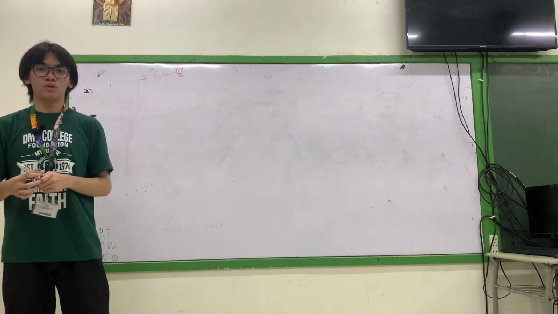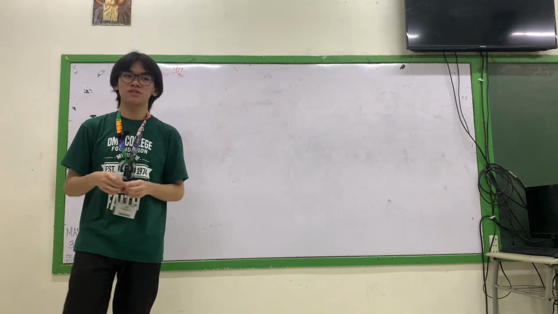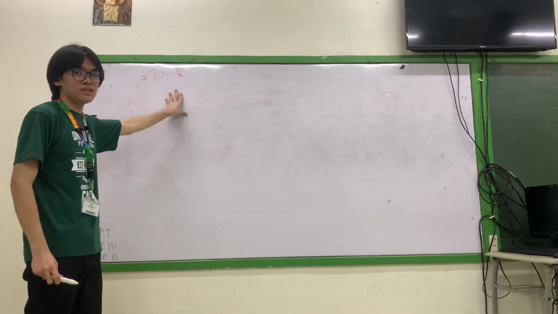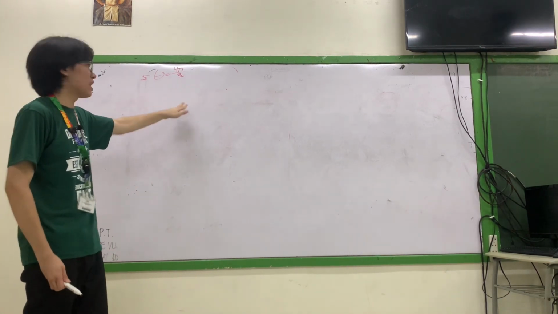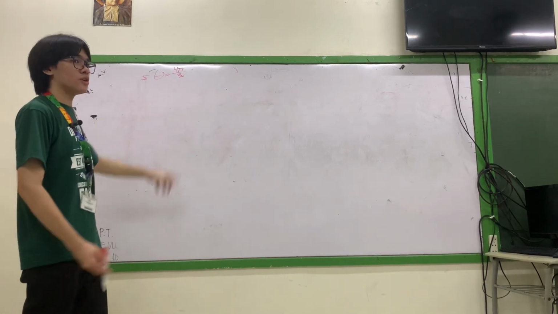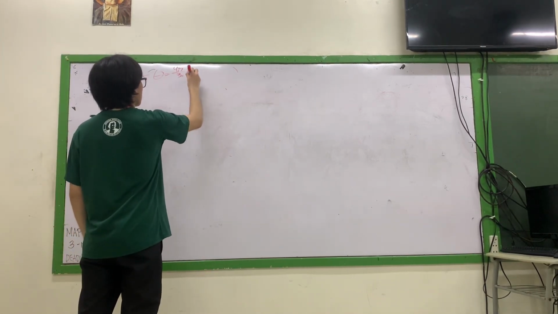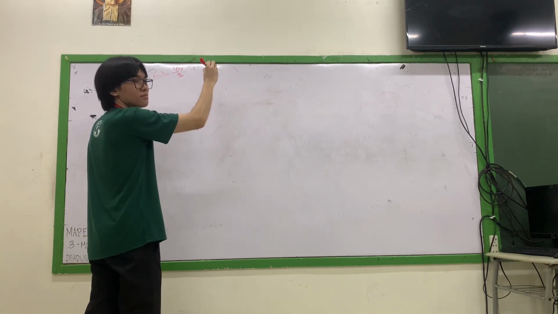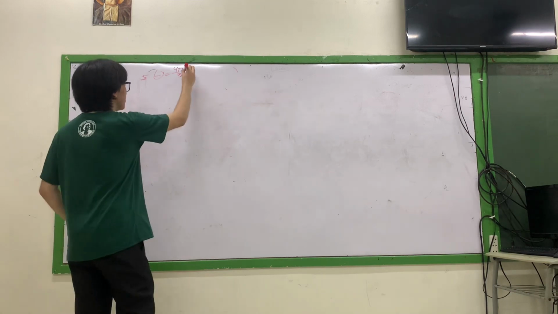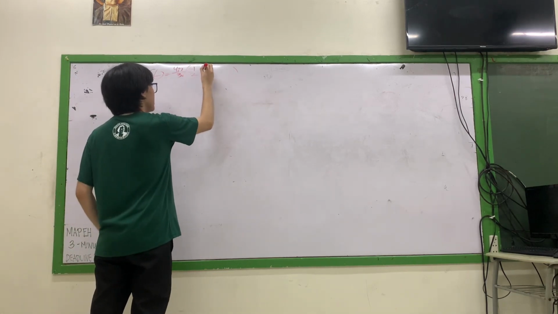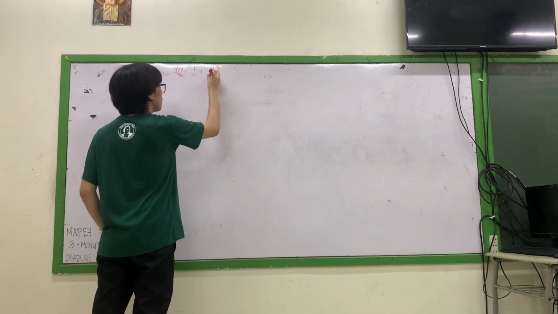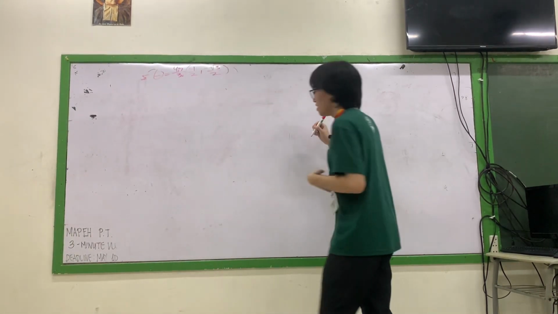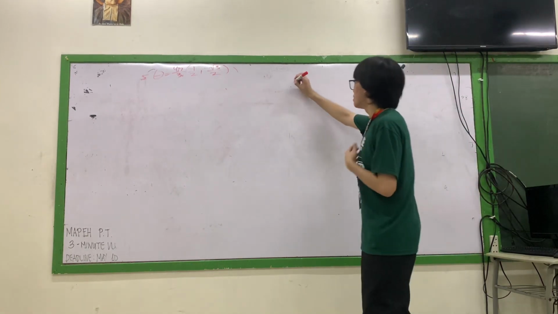For this next example, we have to find each of the circular functions, including sine, cosine, tangent, cosecant, secant, and cotangent of 4 pi over 3. The terminal point for 4 pi over 3 is negative 1 over 2 and negative square root of 3 over 2.